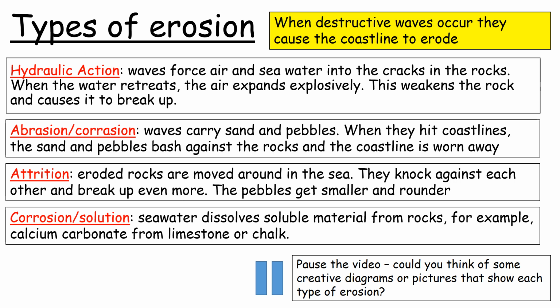Lastly, another type of erosion is corrosion, also known as solution. This happens when seawater dissolves materials from the rock. It happens along limestone and chalk coasts, where calcium carbonate is dissolved.